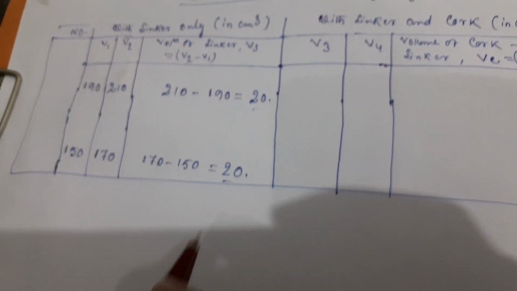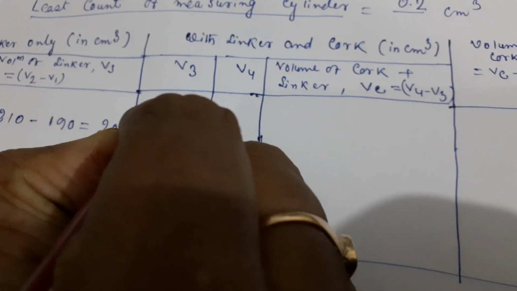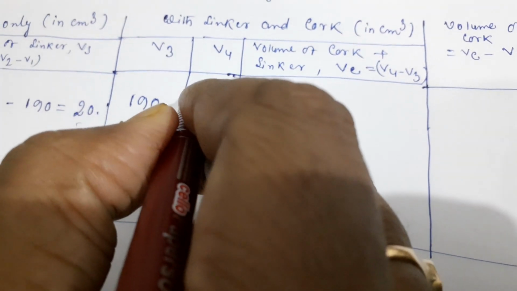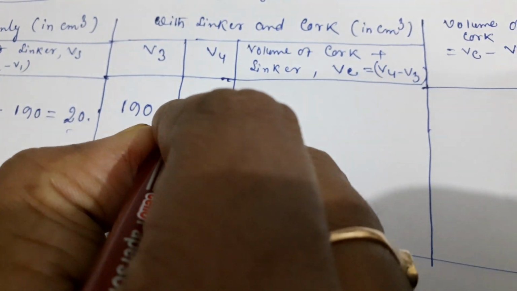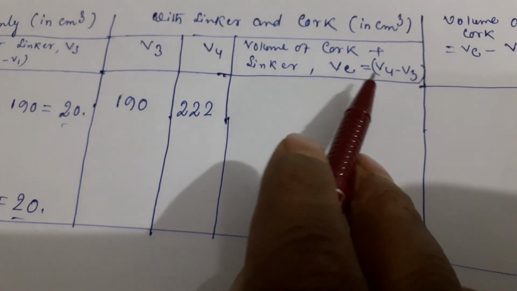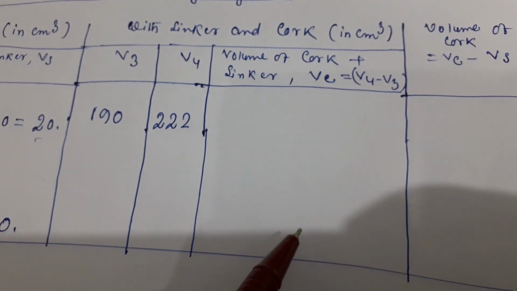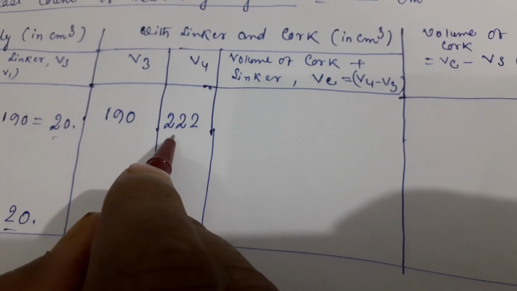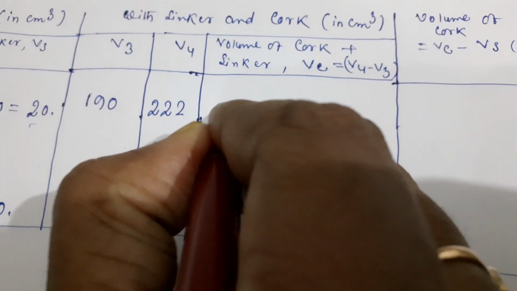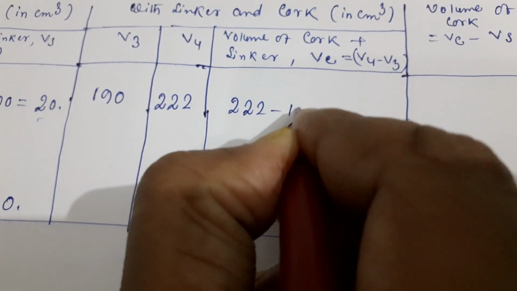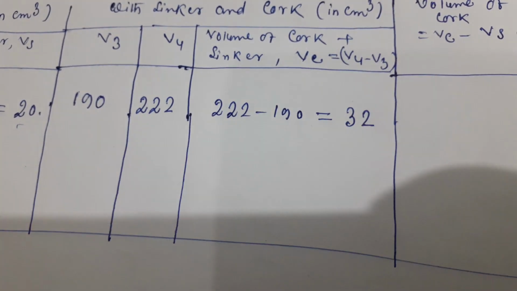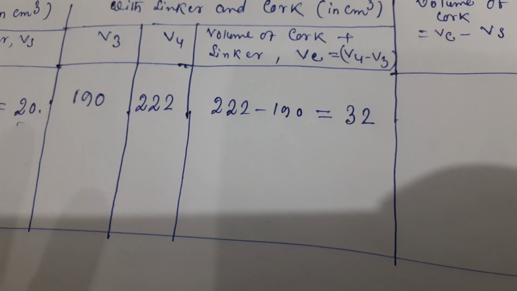So in this case, 190 will be the initial measurement, clear, and here 222. So V4 minus V3 we will calculate here. That means 222 minus 190. So 222 minus 190, if you do, then you will get 32 here. Clear? So 32 will be coming.